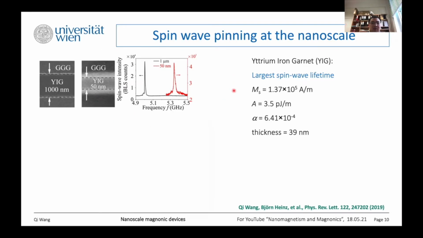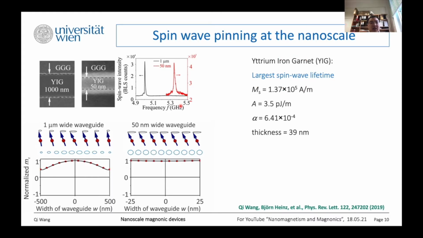Here are the experimental results. For the 1 micrometer waveguide, the frequency is around 5 gigahertz, which is similar to the prediction of the classic theory. But for 50 nanometers, the experimental result is around 5.4 gigahertz. However, the classic theory gave us a prediction of 7 or 8 gigahertz, which is much larger than the experimental result. In order to understand the difference, we simulate the spin wave profile across the width of the waveguide.